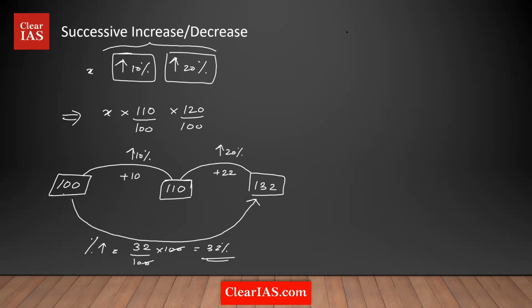So instead of increasing it by 10% and increasing it by 20%, this is the same as increasing it by 32%. It's not 10 plus 20, it's not 30, it is 32. Because here you are adding 20% of 110. That's the difference you have. So all of you, is it clear? How do you get 32?